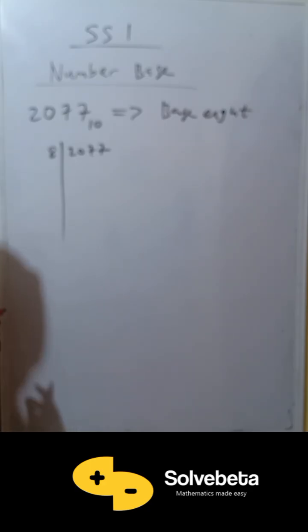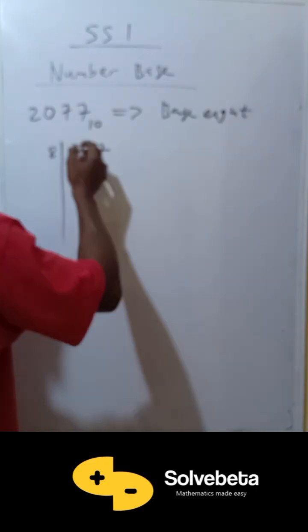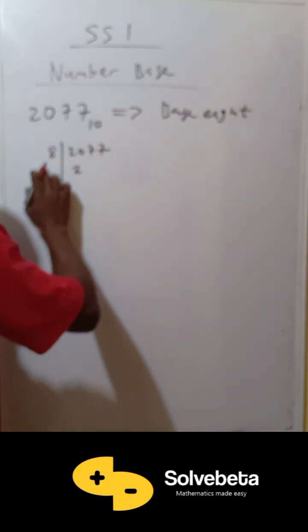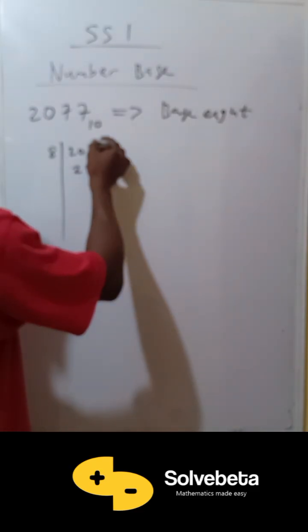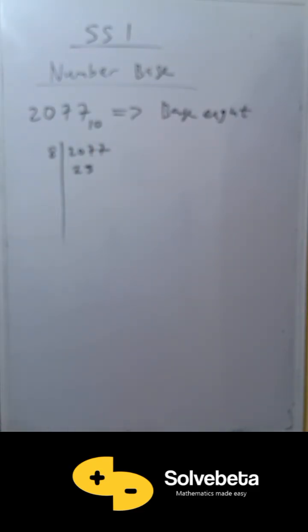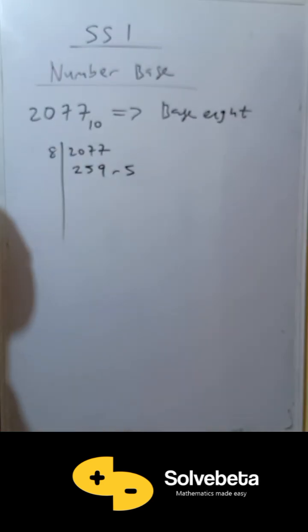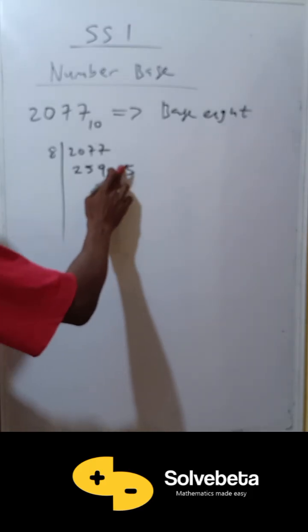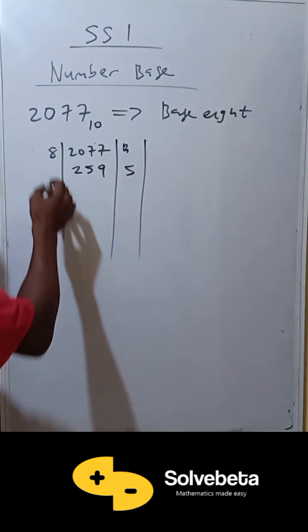You take 2077, we divide by 8. So 20 divided by 8, that's 2, 16, remainder 4. 47 divided by 8, 8 times 5 is 40, remainder 7. 77 divided by 8, 8 times 9 is 72, that's remainder 5. So you can see that it's 259 remainder 5. We can just separate this remainder here.